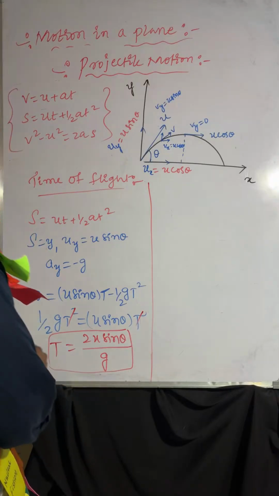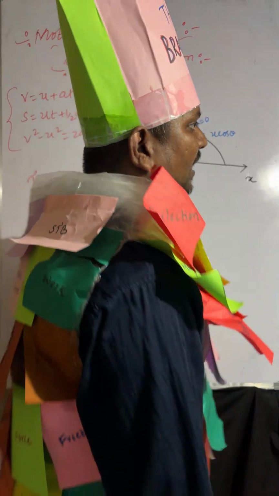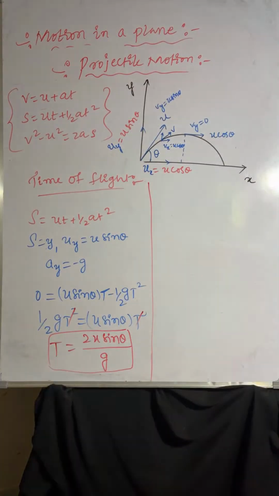Time taken by the body to fly in air is called time of flight. Okay. So T equal to 2u sin theta by g.